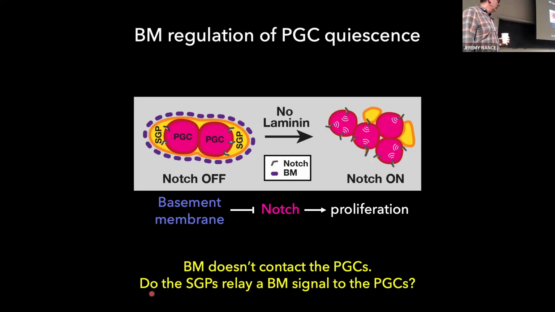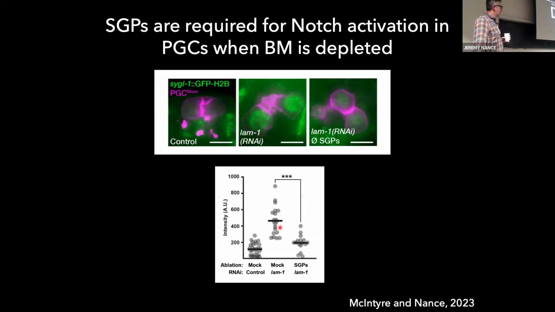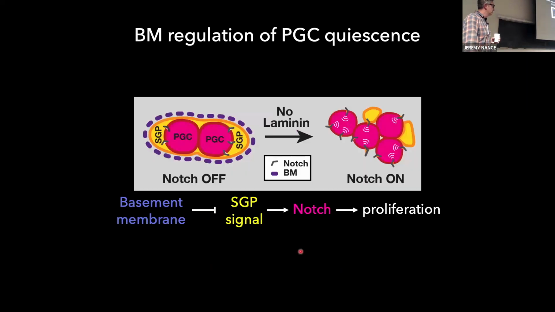Okay, so one conundrum of this so far is that the basal membrane doesn't contact the PGCs, but I just told you that Notch signaling went up in the PGCs. So we thought that maybe the basal membrane signal had to be relayed through the somatic gonad cells to the primordial germ cells. To address this question, Dan used a laser again to kill the SGPs and take away the basal membrane with laminin mutants or RNAi. And he saw that this increase in the Notch signaling reporter largely was lost. So this suggests that the signal from the basal membrane is being relayed through somatic gonad cells to the primordial germ cells to keep them from dividing.